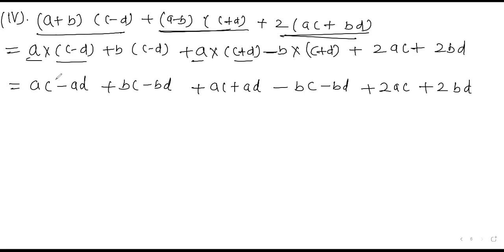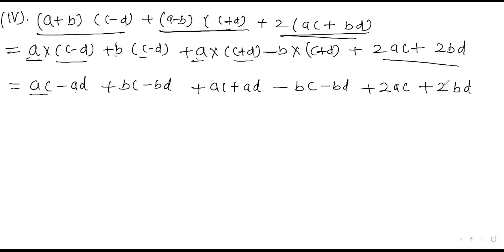So once look, a is multiplied with c gives ac, a is multiplied with d gives ad, with this minus sign, bc, b is multiplied with c, and this b is multiplied with d gives you minus bd, and a is multiplied with c gives you ac, and a is multiplied with d gives you ad, right? Minus b is multiplied with c gives you minus bc, and minus b is multiplied with d gives you plus bd.